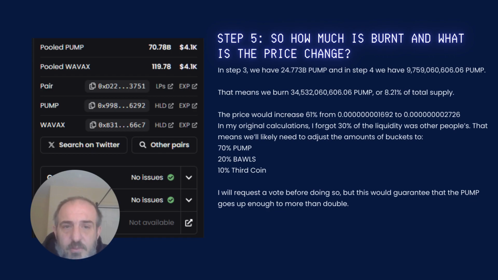And in my original calculations, I forgot 30% of the liquidity was other people's. That means we'll likely need to adjust the amount of buckets to 70% pump, 20% balls, and 10% a third coin. I'm going to request a vote before doing so, but this would guarantee that the pump goes up enough to more than double pump's price. So that's the purpose of changing why I do that.